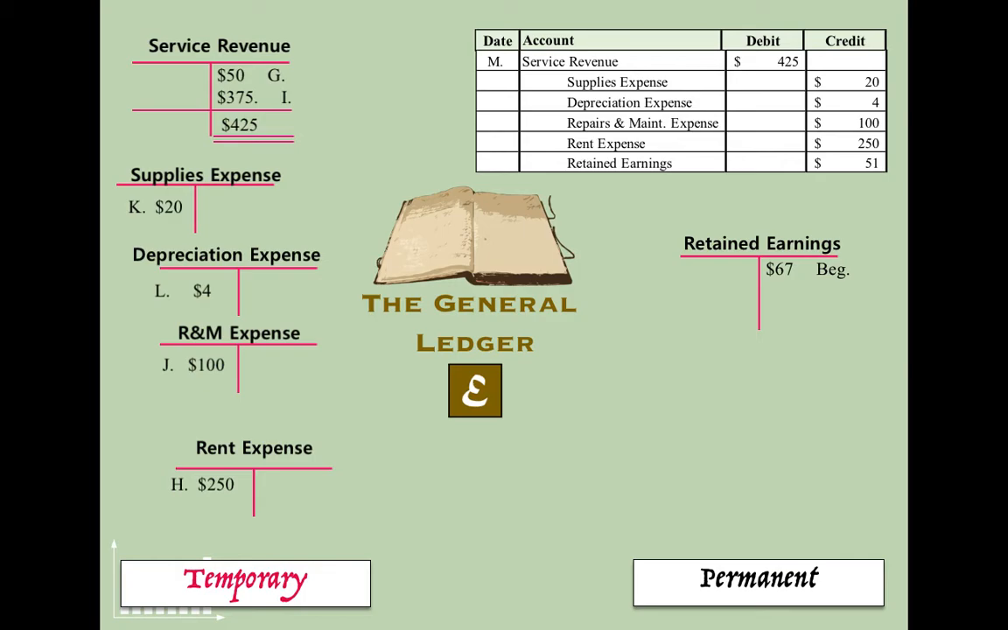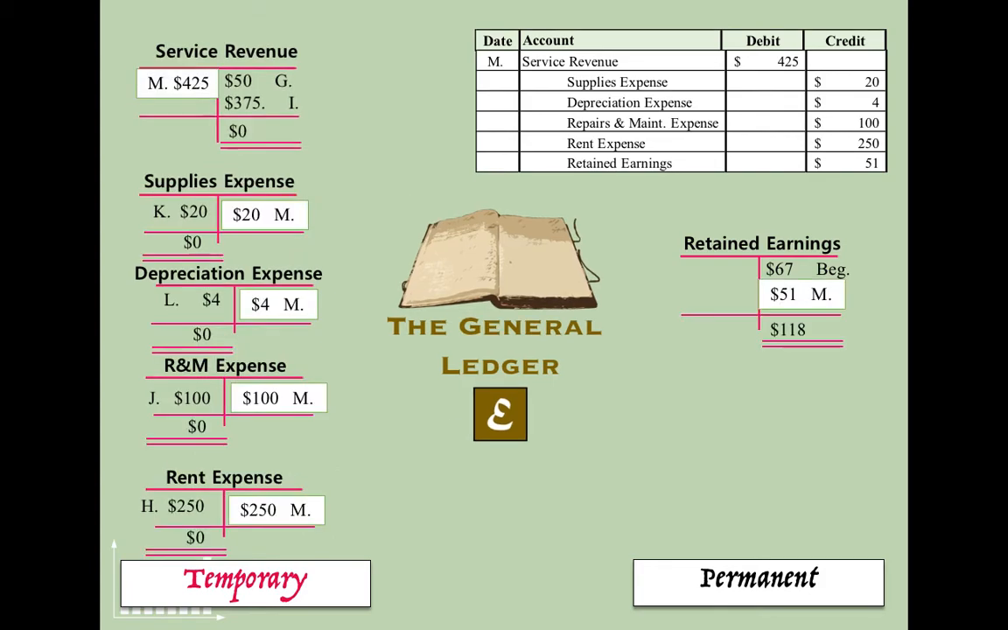Service revenue, debit of $425. Supplies expense, depreciation expense, repairs and maintenance expense, and rent expense all get credited for whatever their balance amounts were, and the difference between the revenue amount on the debit side and the expenses on the credit side, $51, gets put into retained earnings. Now again, if you think about what's the difference between revenues and expenses, well, that's our net income, right? That's our profit figure. And what do we do with net income in our statements? We add it to retained earnings.